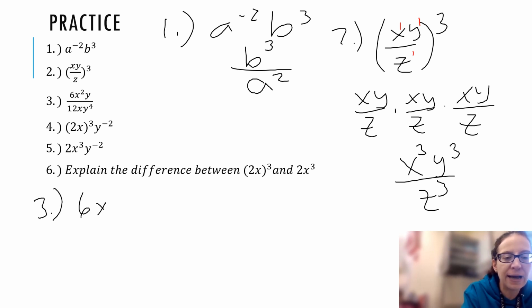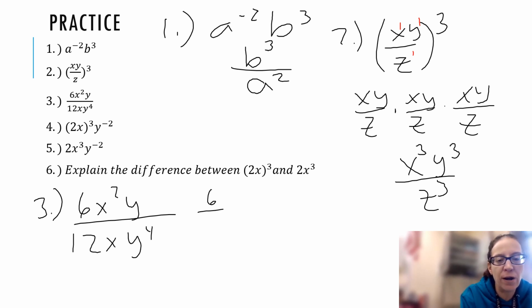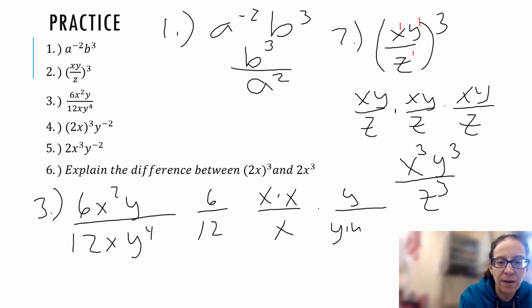We have 6x squared y over 12x y to the fourth. And again, I'm going to do this one by just splitting it up into little mini problems. To save some time, I'm going to go ahead and make that x squared x times x, and then we have y to the fourth. All right, 6 over 12 simplifies to 1/2. We have some x's canceling, and we have some y's canceling.